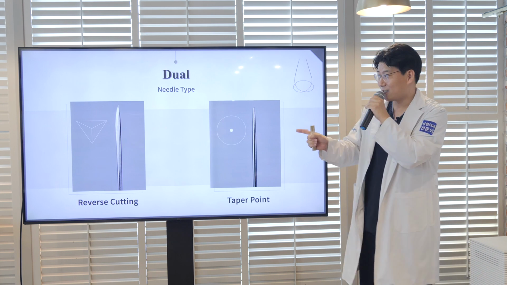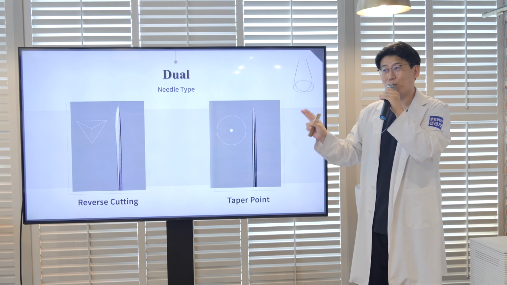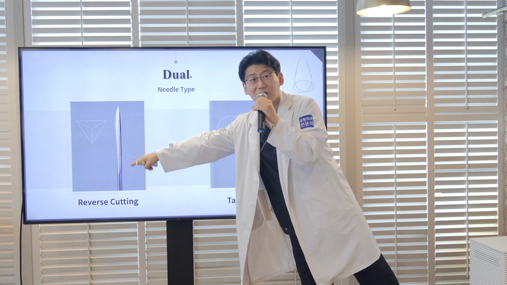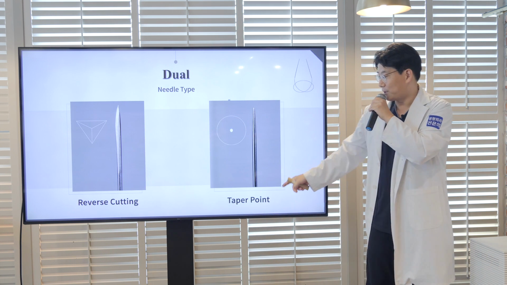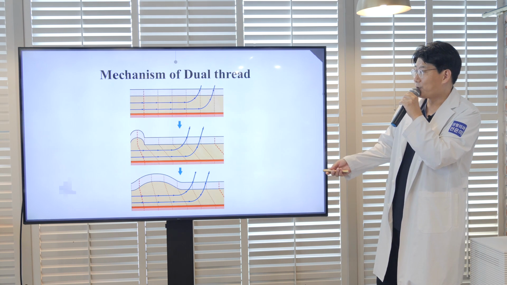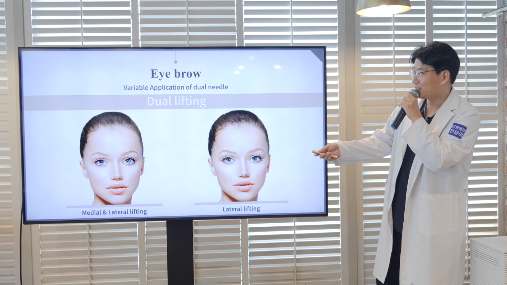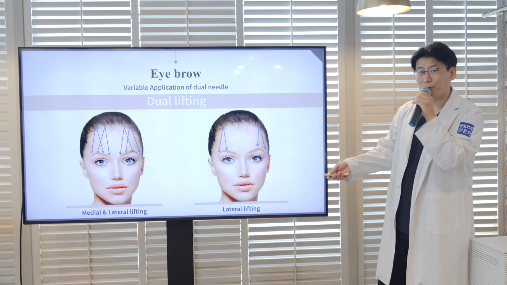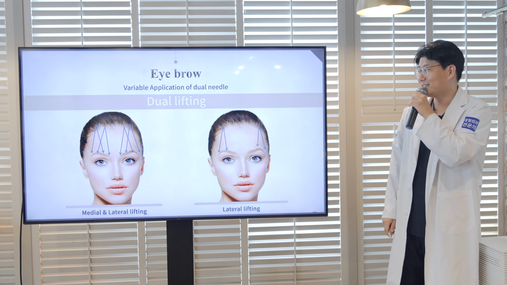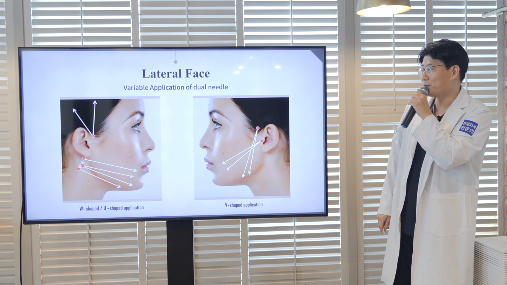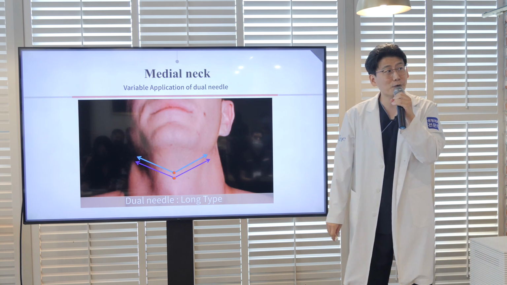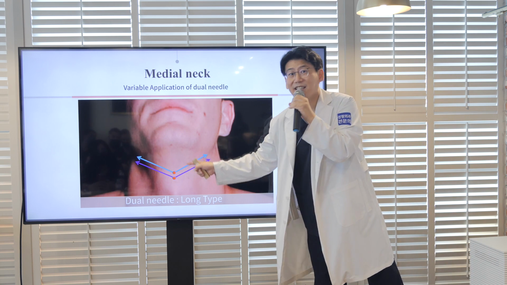Second, there are two types of needle. There are two types, but one is not used anymore. It's too invasive. It can also cut some tissue. So I prefer a taper point type. U-shape or T-shape is not important. It's also applied for eyebrow correction, Korean style and Western style being different. It can also be used for the correction of the lateral face, and it can be very useful to correct medial neck drooping.